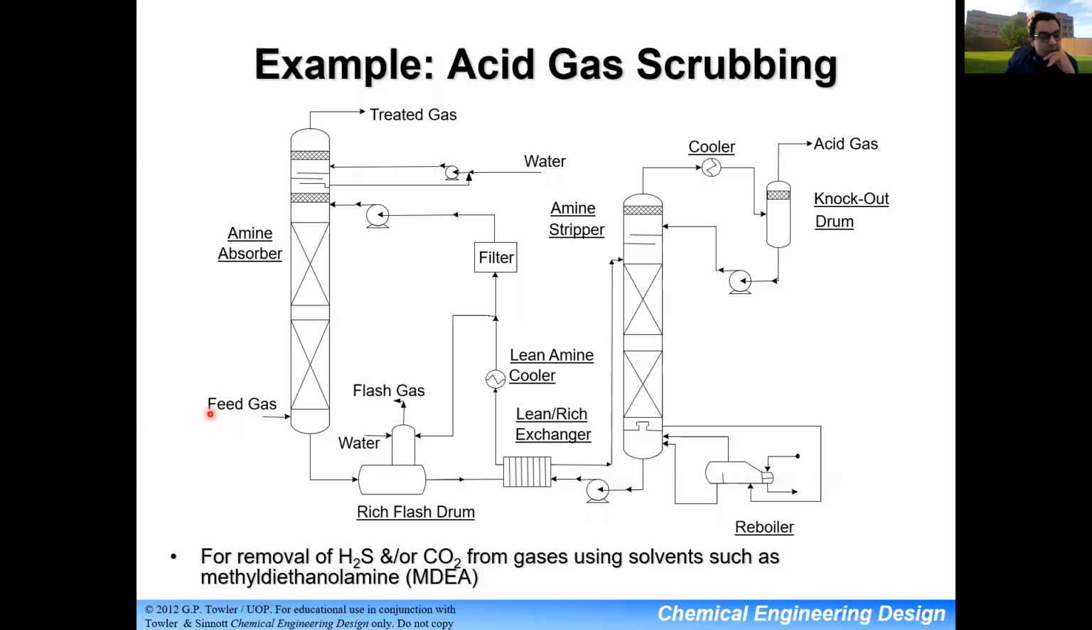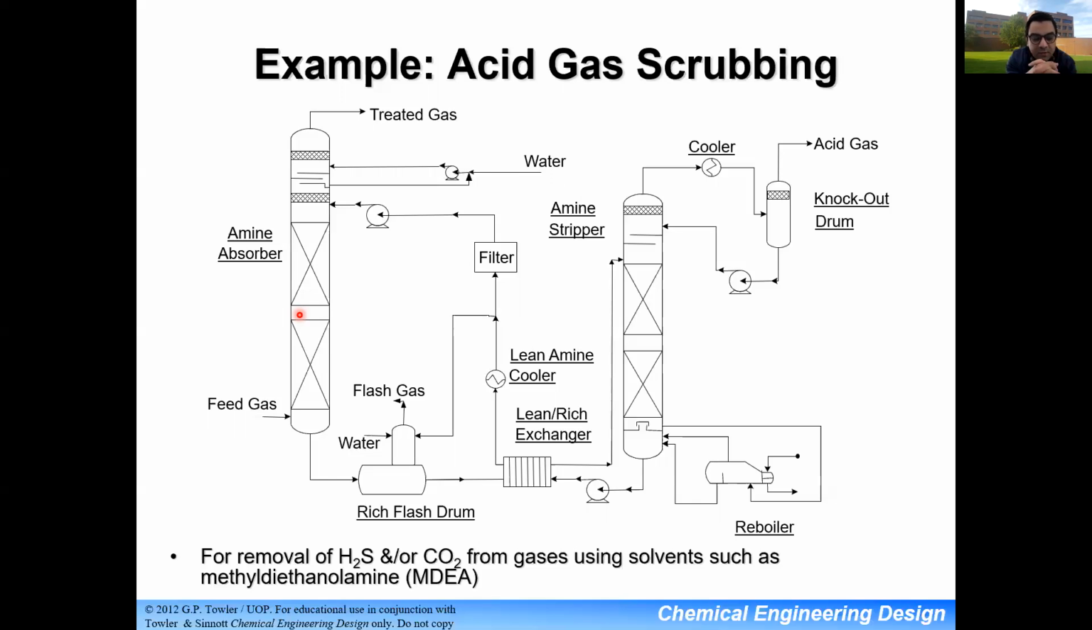So the feed gas comes in to the bottom of this absorption column. The feed gas will move up the column, and from the top of the column, you have a liquid coming in. This liquid is called the solvent. As the gas is moving upwards, the solvent is moving downwards. They get into contact with each other.